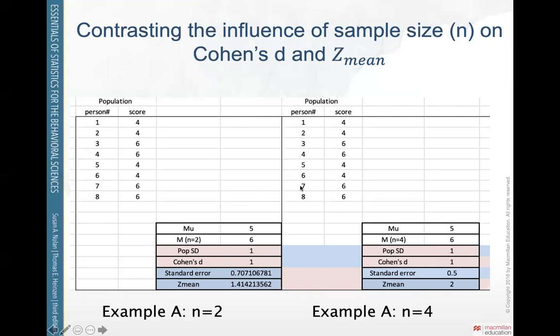So now here is the evidence. This is something he talks about in the textbook, but they don't really provide an example. So I went ahead and made up my own example that demonstrates this claim, which is made about Cohen's d, that Cohen's d is not influenced by sample size, whereas z mean, z-scores are influenced by sample size.